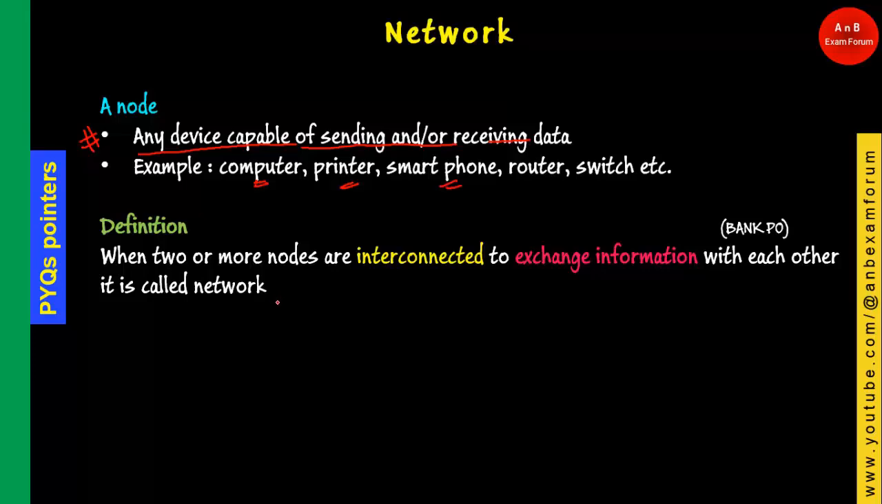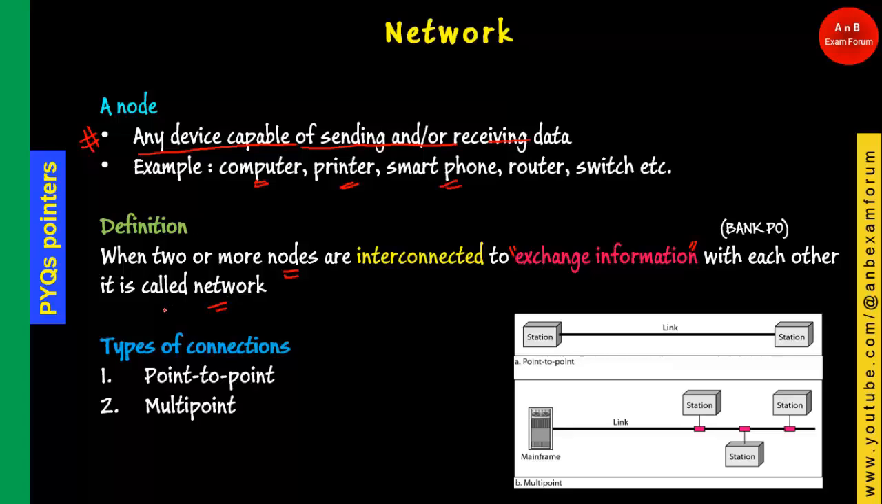So why is a network required? To exchange information. When two devices are communicating with each other, it means they are exchanging some sort of information. And when two or more nodes or devices are interconnected, it becomes a computer network. Understood?